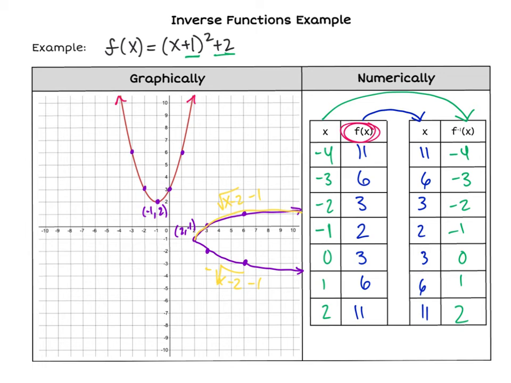And then this one is the reflection of that equation, negative square root of x minus 2 minus 1. We can also look at the domain of the original or red function, which is negative infinity to infinity, and then the range for the inverse function is also negative infinity to infinity, while the range for the original function was from 2 to infinity. That is the domain of the inverse function, from 2 to infinity.